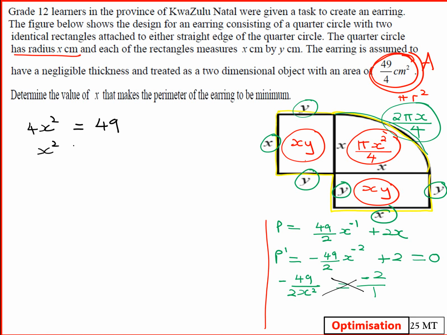Divide both sides by 4. Then we're going to get x to be plus or minus the square root of 49 over 4. But remember, x is a dimension, we can't make it negative. So that gives me x to be 7 over 2. Square root of 49 is 7, square root of 4 is 2. I'm not going to take the negative because your dimension has to be positive. And there we have it. Quite an interesting question. Thank you.